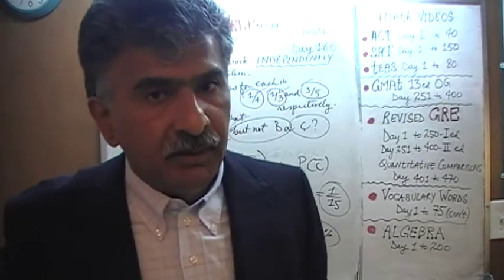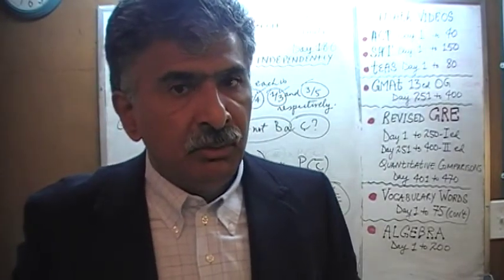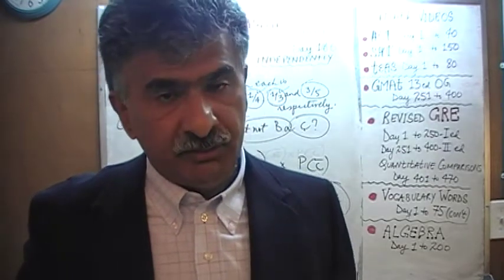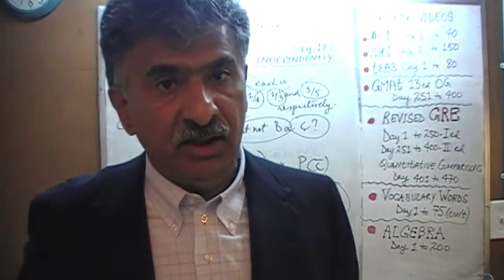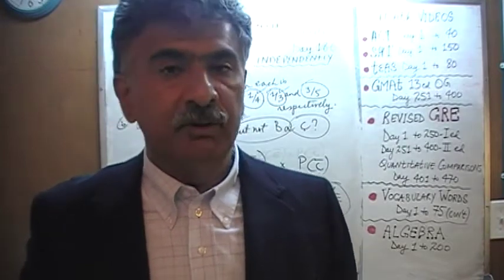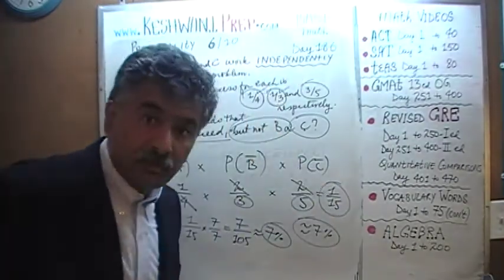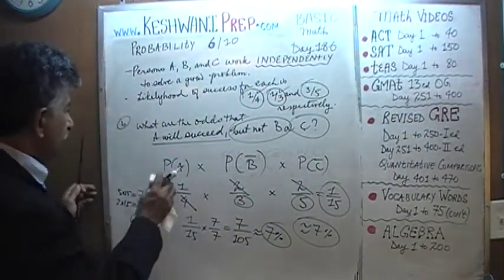As I said, in the event that the answer choices are presented to you not in the form of fractions, but in the form of percentages, and the question simply asks you, what is the approximate chance that A will succeed but not B or C? And the answer choices include 7%. So that's what you pick, because they're looking for approximate. Very good. Let's look at C.